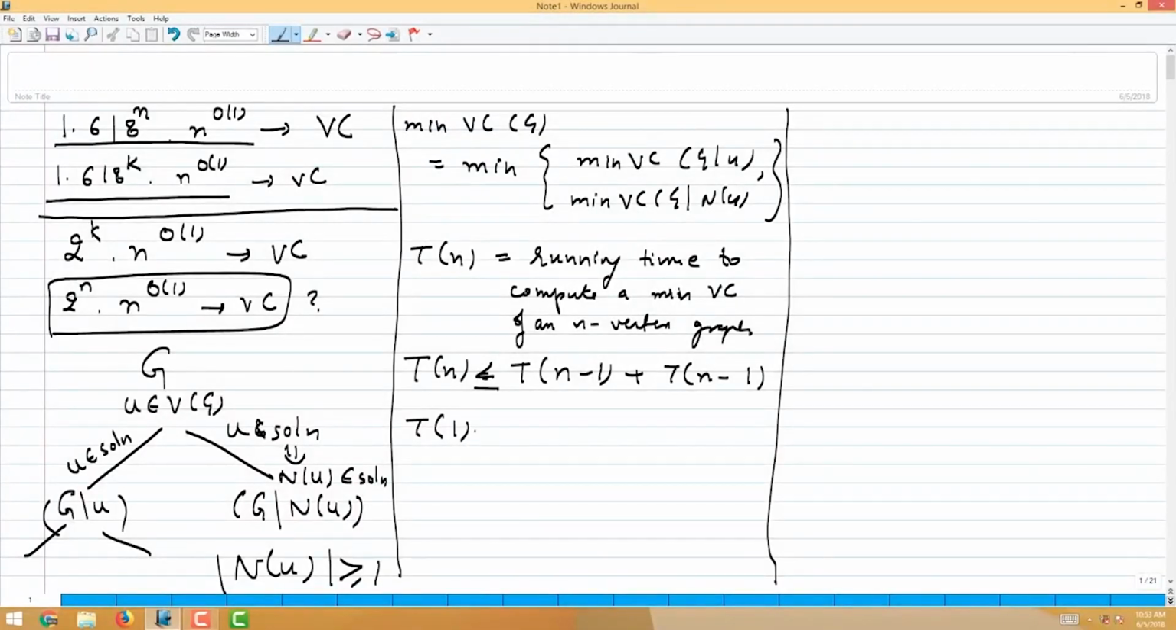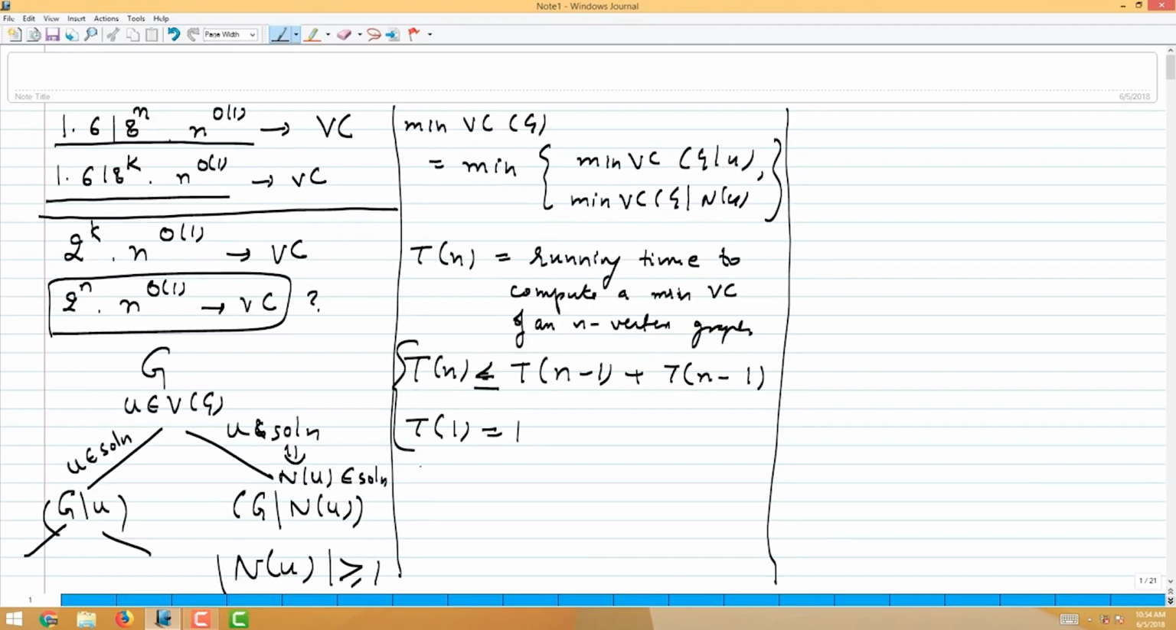So this is the recurrence. What is the base case? Suppose in the base case, you have a graph on one vertex. What should be the running time to compute a vertex cover on a graph on one vertex? Yeah, so you can actually delete it. So it just takes some constant time, right? So I'm just writing T1. And now you have to solve this recurrence. What does Tn solve to?